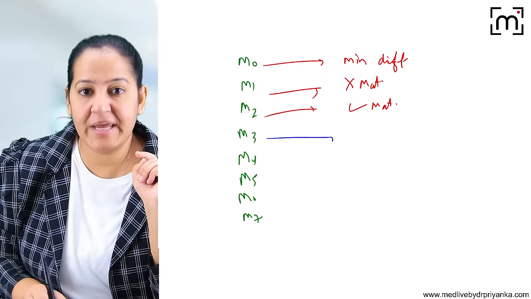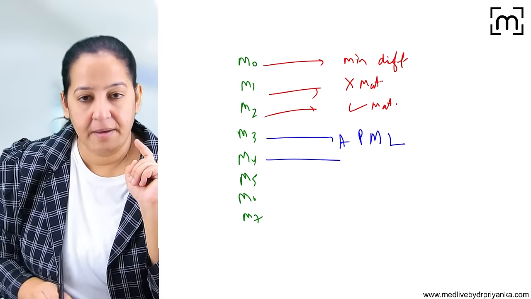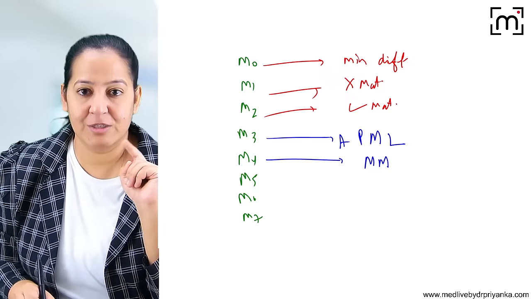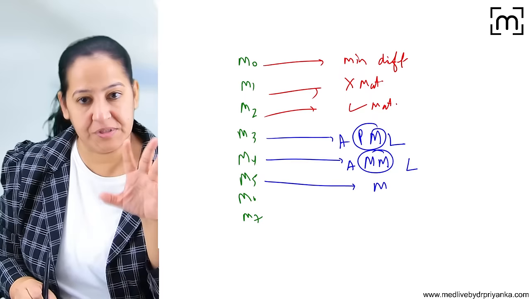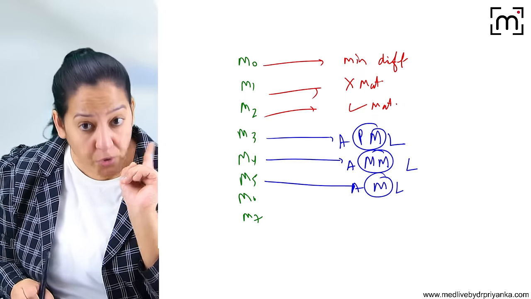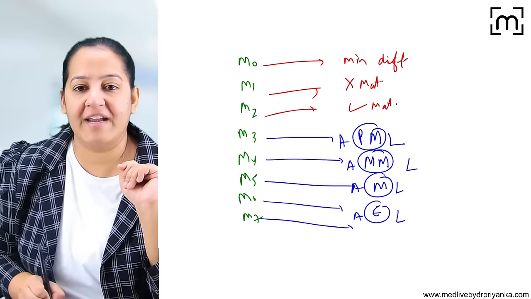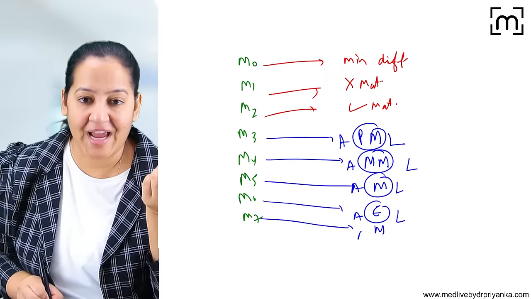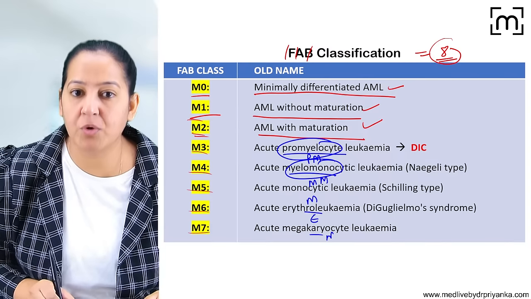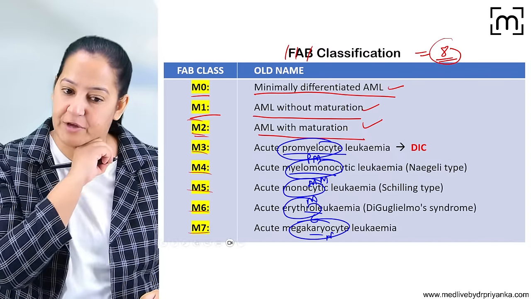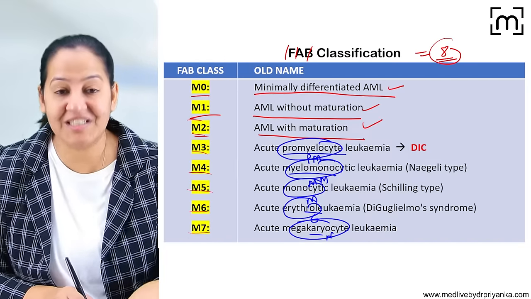Now how to learn the rest? M3 is acute promyelocytic leukemia. M4 is acute myelomonocytic leukemia. M5 is monocytic, only monocytic, so acute monocytic leukemia. Then M6 is acute erythrocytic leukemia, and M7 is acute megakaryocytic leukemia. How many of you got it? So you can read the words: promyelocytic, myelomonocytic, monocytic, erythrocytic, and megakaryocytic leukemia. Acute in leukemia, you can add anytime. Say yes. Out of which there is a special type, that is M3.